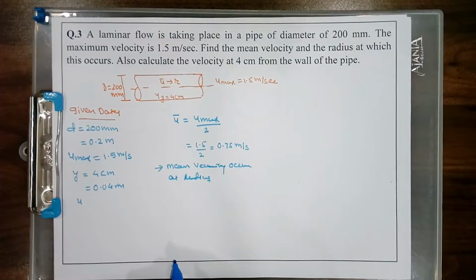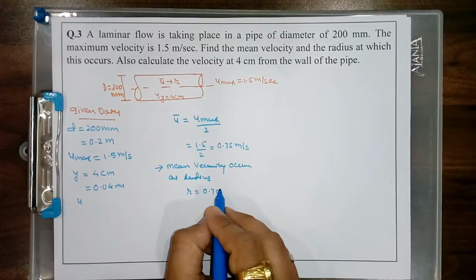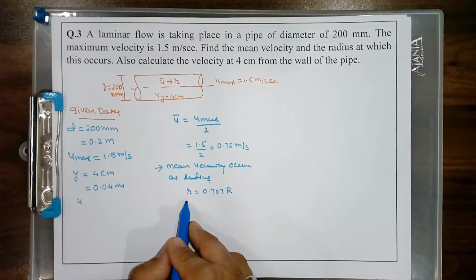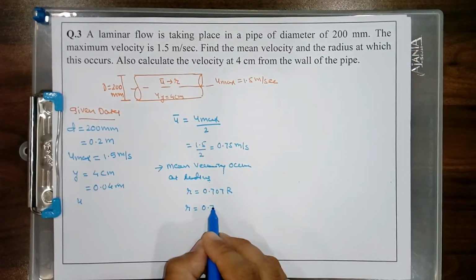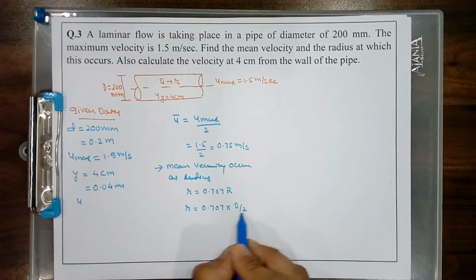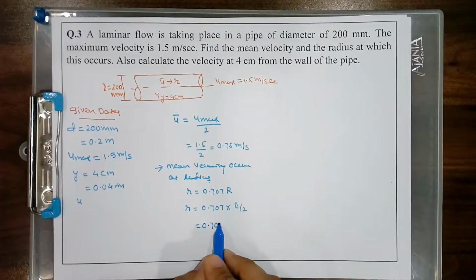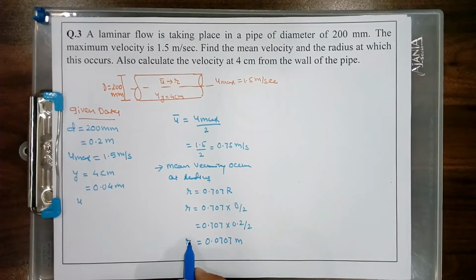So students, if you remember in derivation, we have derived that small r equals 0.707 of capital R. At this radius the mean velocity occurs. So we need to calculate the small r, which is equal to 0.707 into R. So R is D by 2, so 0.707 into 0.2 divided by 2. So we get 0.0707 meter. At this radius our local velocity becomes the mean velocity.